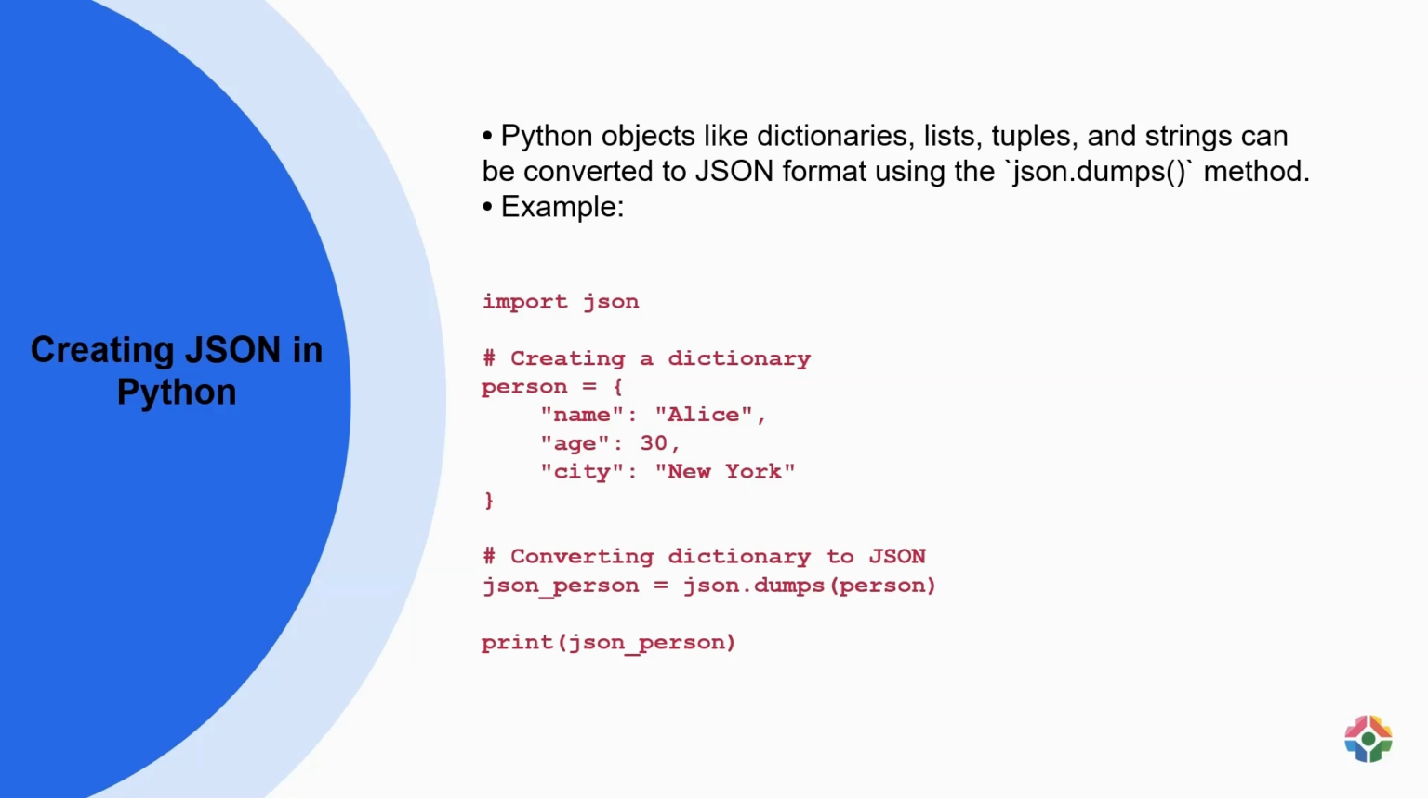In the provided example, a dictionary named person is created with keys like name, age, and city, along with their corresponding values. By employing json.dumps person, the dictionary is converted into a JSON string, which can then be utilized for various purposes like data exchange between systems or storing data in a standard format.